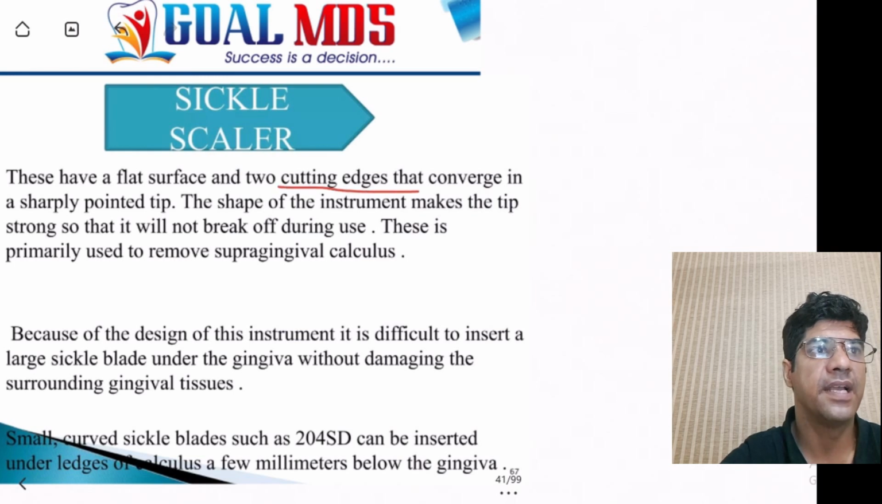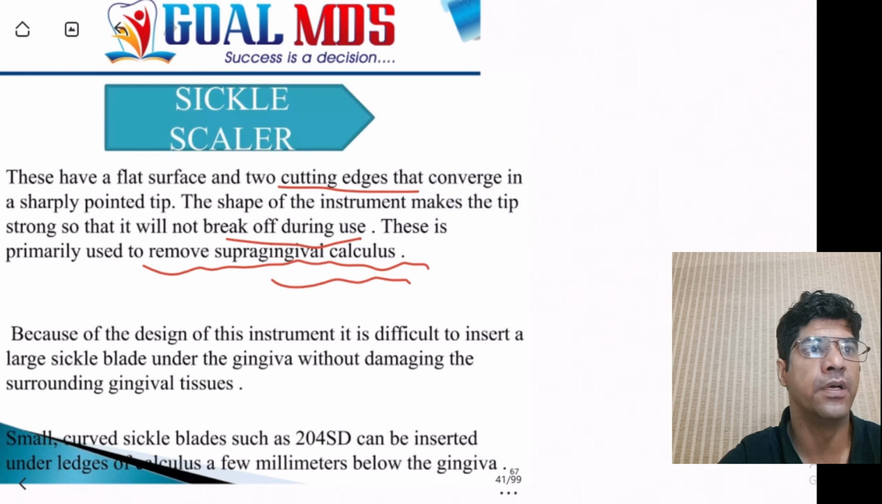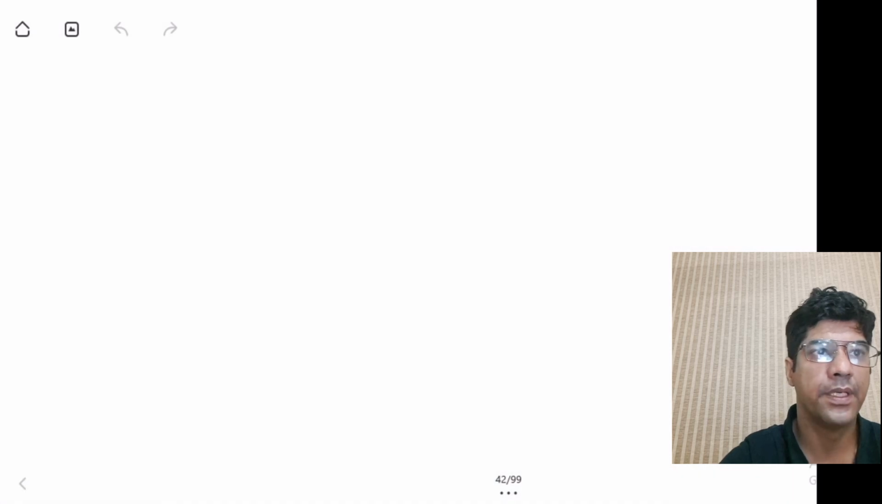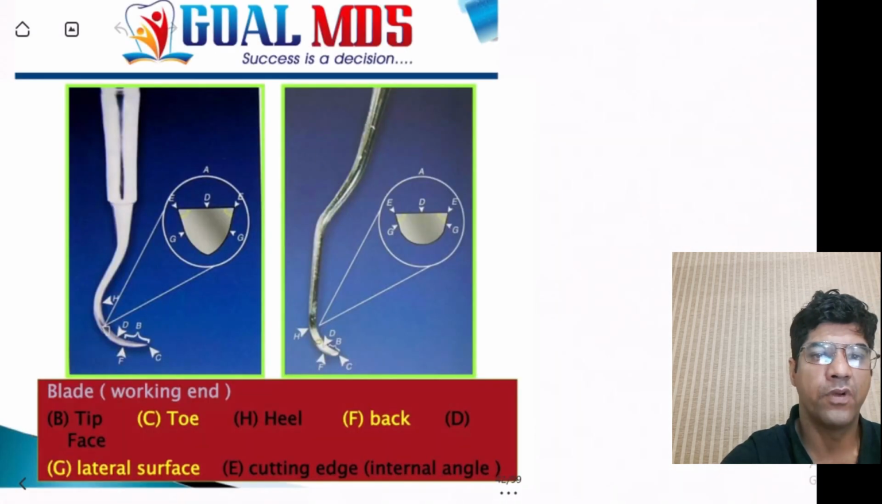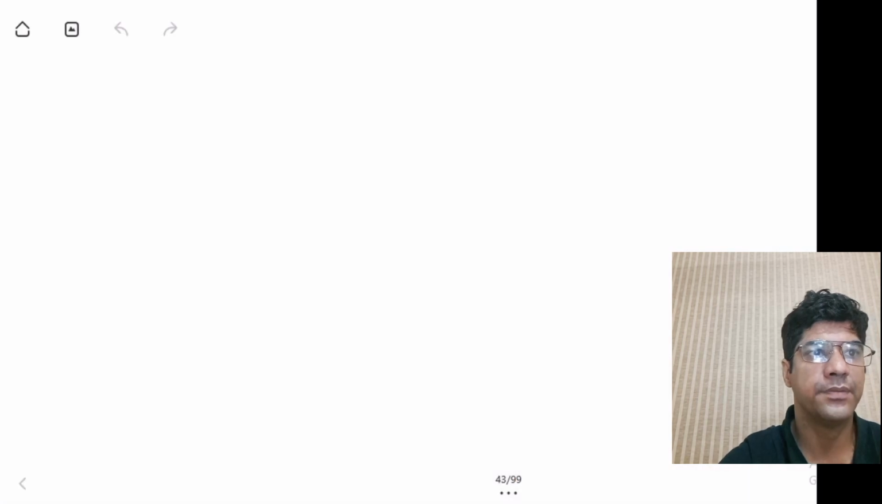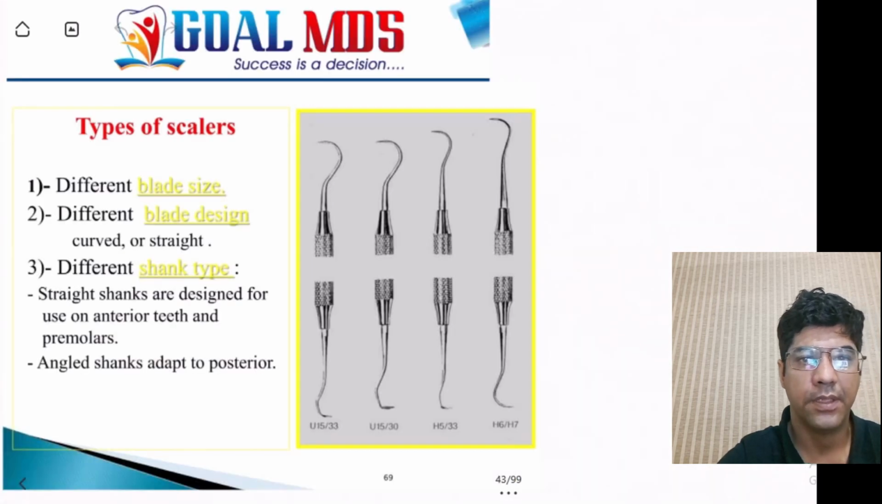The sickle scaler has a flat surface and two cutting edges. The shape of the instrument makes the tip strong so that it will not break off during use. It is used to remove supragingival calculus. The function of sickle scalers involves their unique shape. First of all, they have a triangular cross section that allows them to effectively access and remove the calculus.